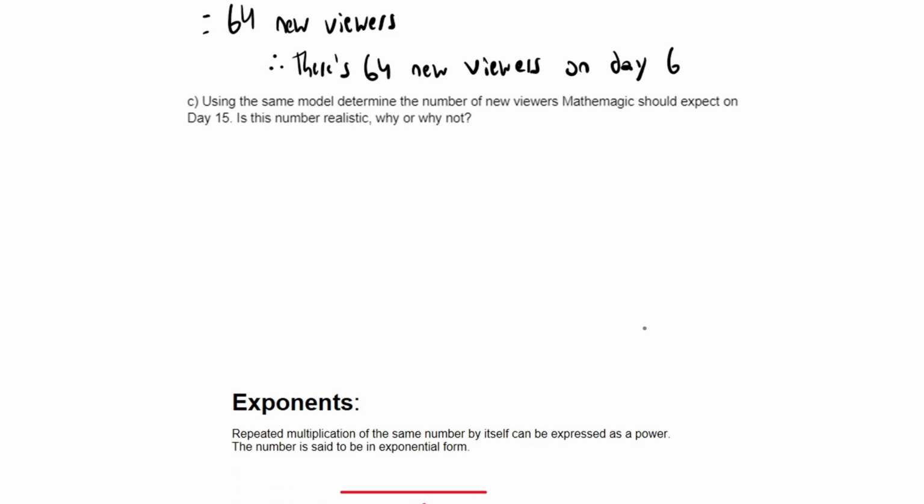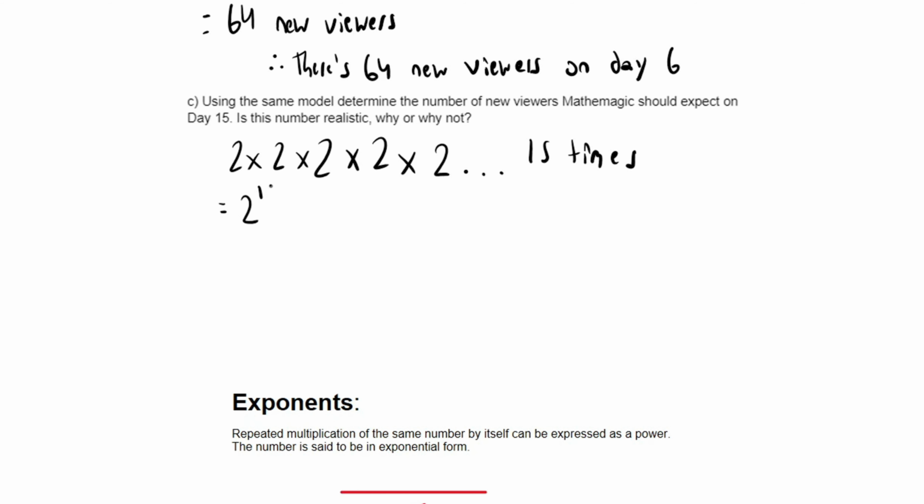Now, using the same model, determine the number of new viewers Mathemagic should expect on day 15. Is this number realistic? Why or why not? So again, we can write 2 times 2 times 2 all the way up 15 times. As you can see, this is just way too much work. Or we can write 2 to the power of 15 and simply input this in our calculators. And if we put it into our calculators, we get the number 32,768.